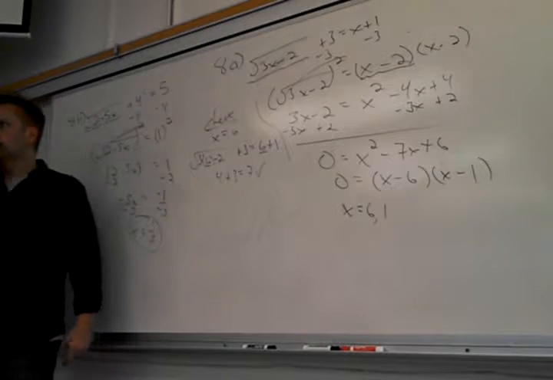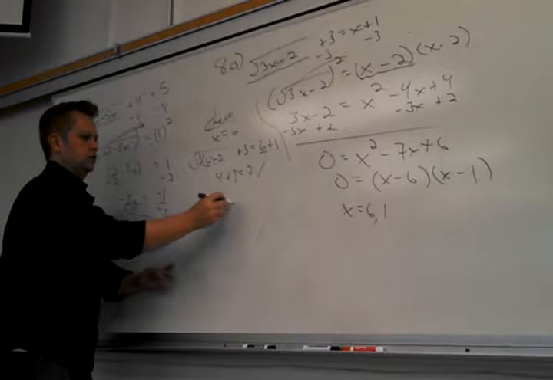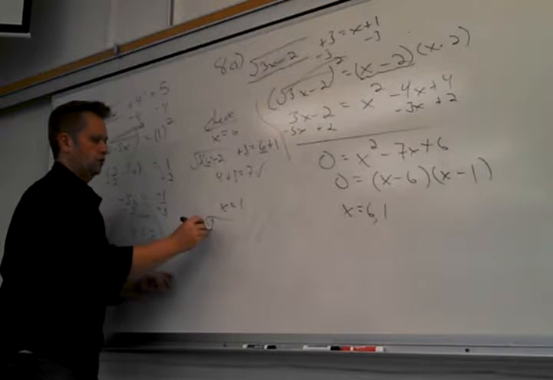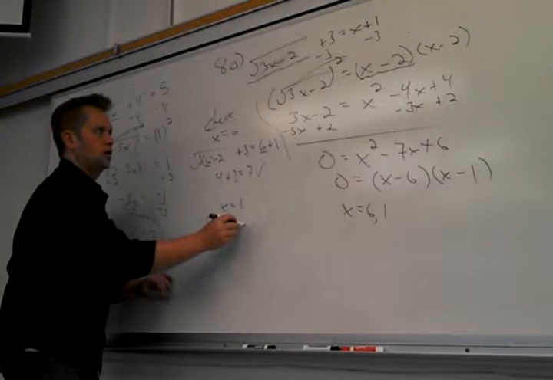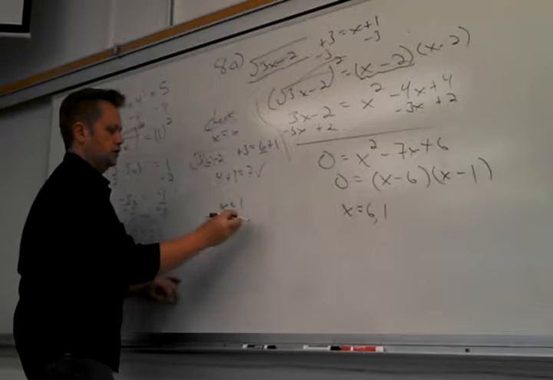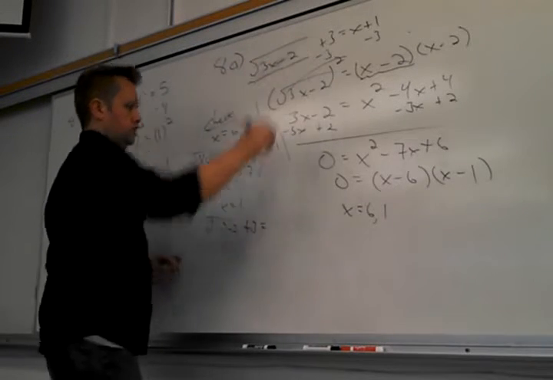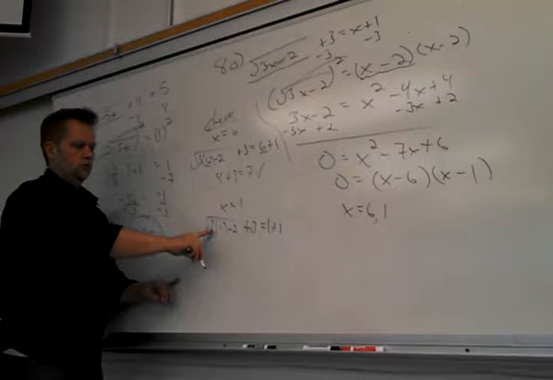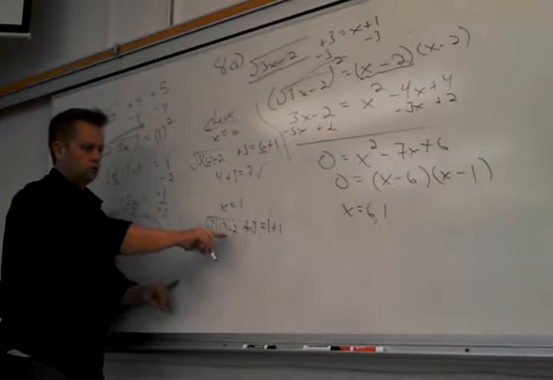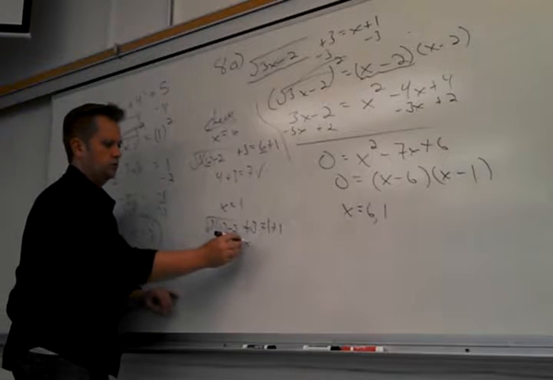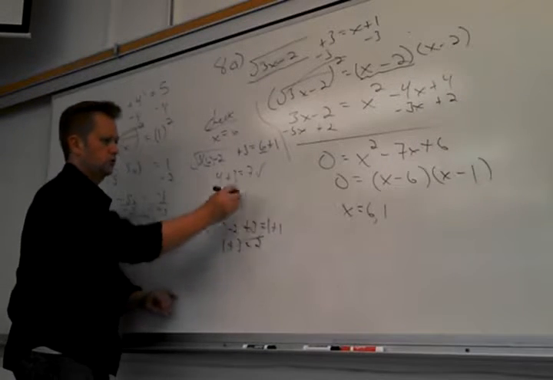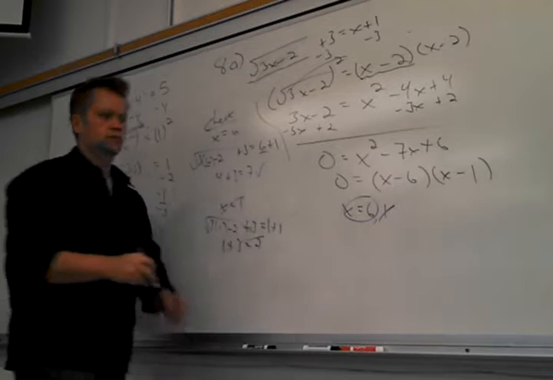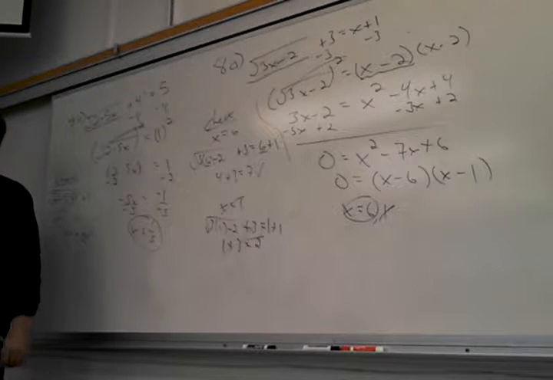Check! Yes. So when you go to check x equal to 1, you get square root of 3 times 1 minus 2, plus 3, equals 1 plus 1. 3 times 1 minus 2 is 1, square root of 1 is 1. 1 plus 3 is 4, is that equal to 2? No. Throw 1 out. Cool. Sweet.